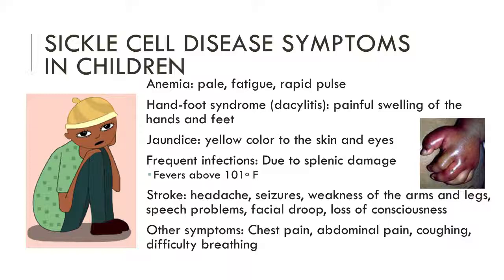They can develop stroke, and with stroke, they'll have symptoms like headache, seizure, weakness of the arms and legs, speech problems, facial droop, and loss of consciousness in some cases. Other symptoms that go along with this include being small for age, chest pain, abdominal pain, coughing, and difficulty breathing.